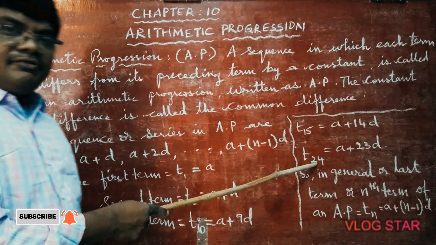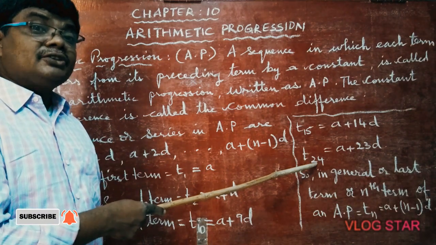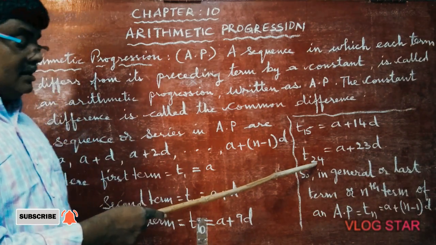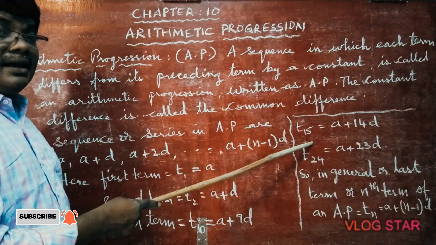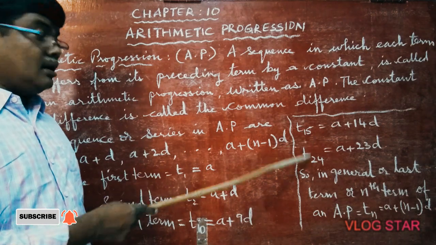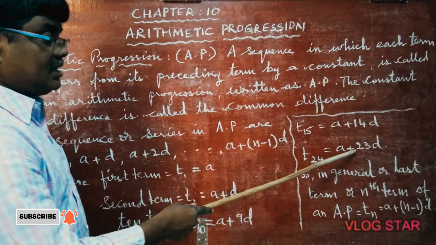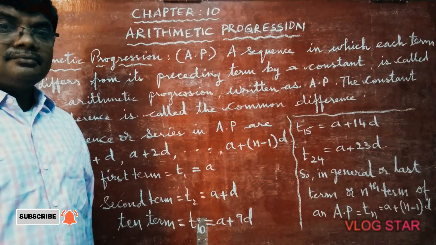T24, what is the meaning of T24? 24th term of an AP. In shortcut, we are writing as T24. But the meaning is what? Say the meaning. 24th term of an AP is equal to A plus 23D.